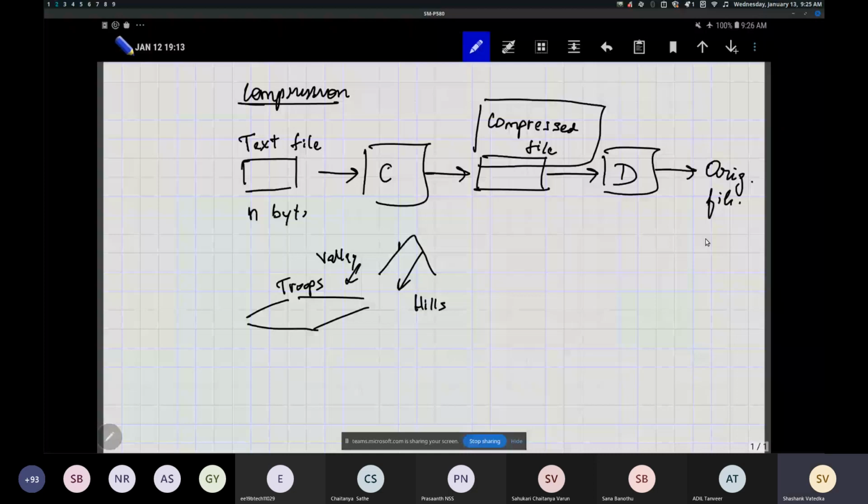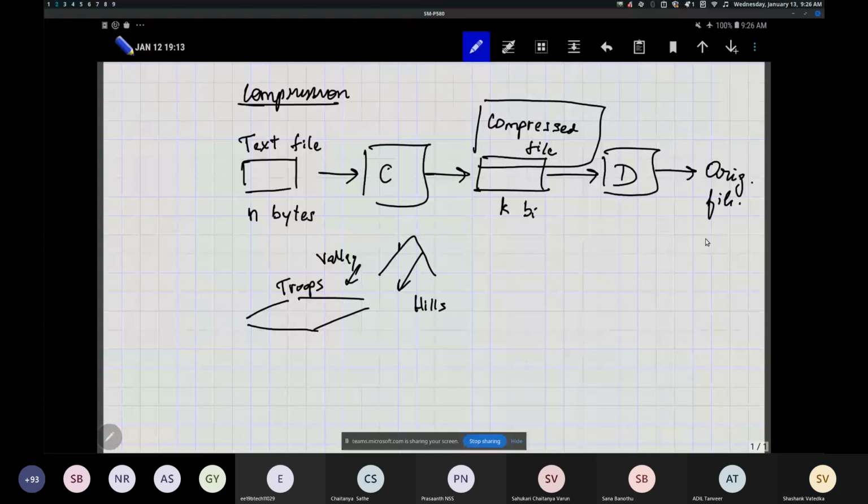A compression algorithm takes this n byte file and outputs a compressed file, which is maybe k bits in size. But this contains everything that you need to know about the text file. In particular, you can recover the entire text file from the compressed file, right? So it has all the information content that is required, and these compression and decompression algorithms ensure that you can recover the text file from the compressed file.